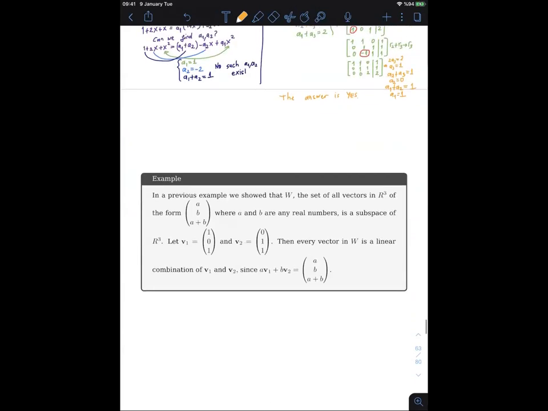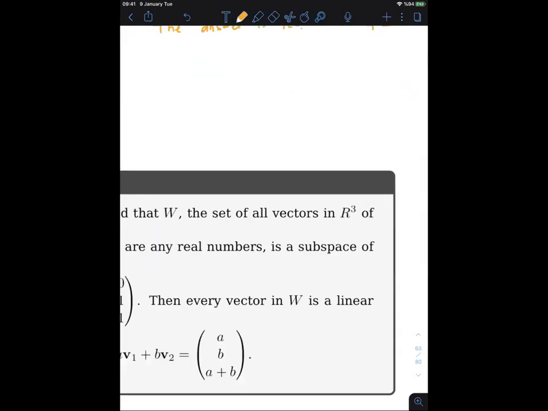Okay, we have 2 more examples. I'm not sure if we can finish both of them. Okay, what does this say? Let's go over it. I think we looked at this example, the set of all vectors of this form. So the third coordinate is a sum of the first 2 coordinates. So this was a subspace of R3, okay? Subspace of R3. Let me write R3 like this.